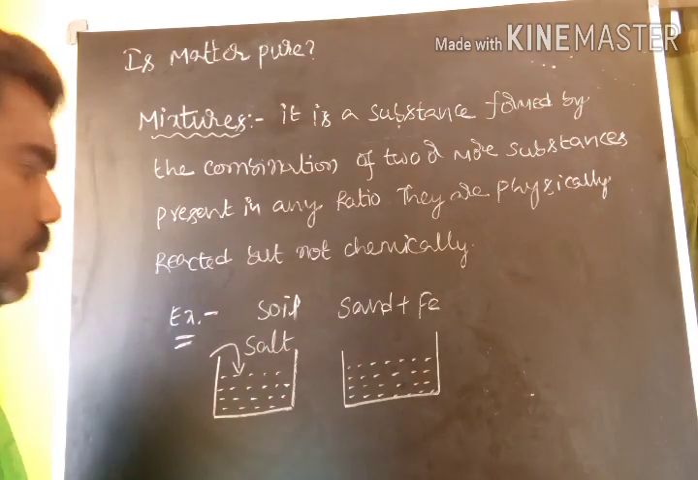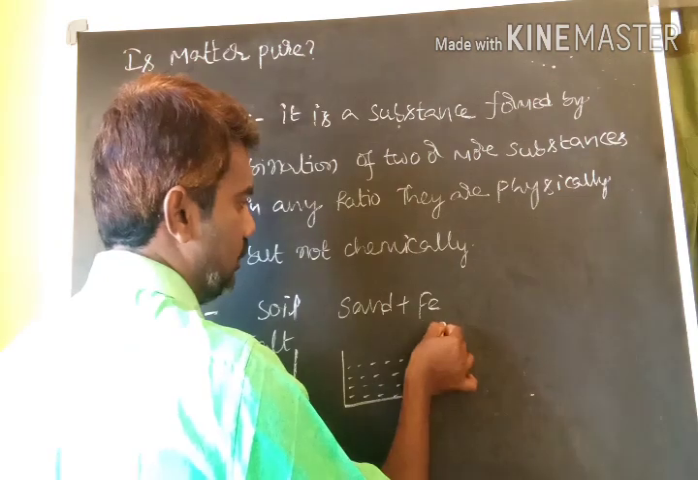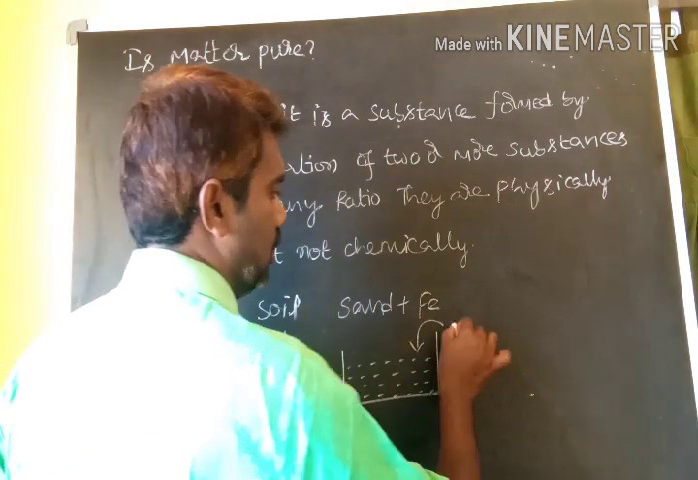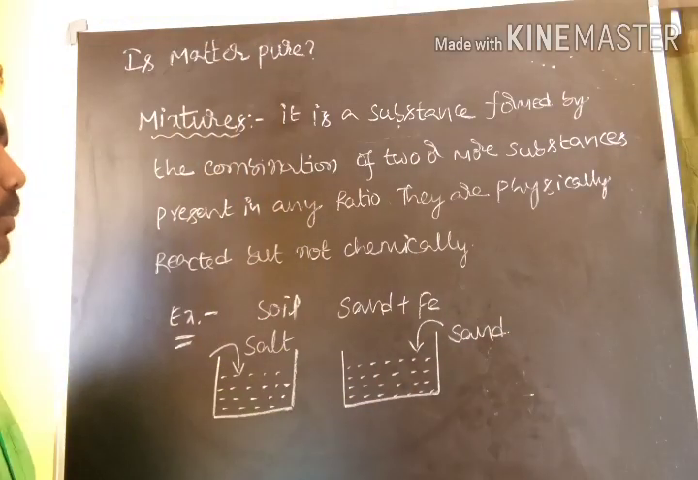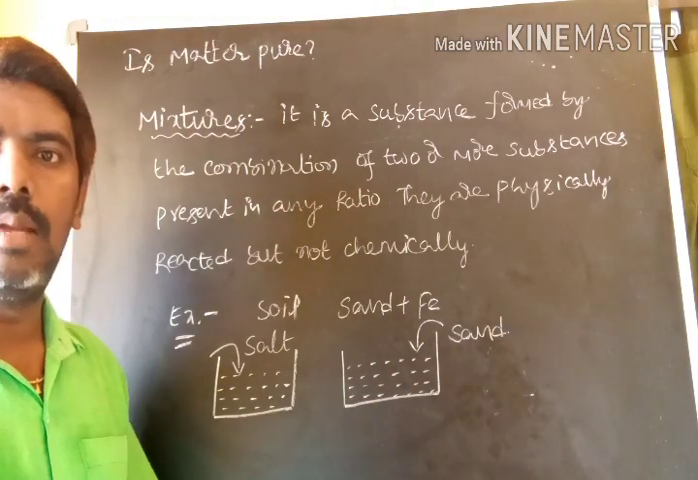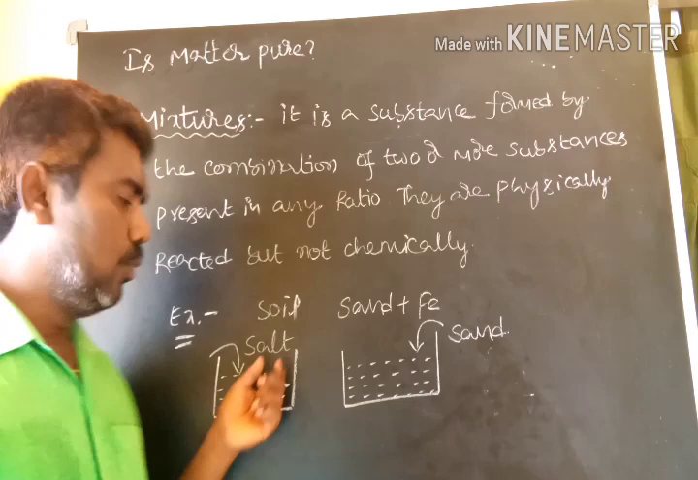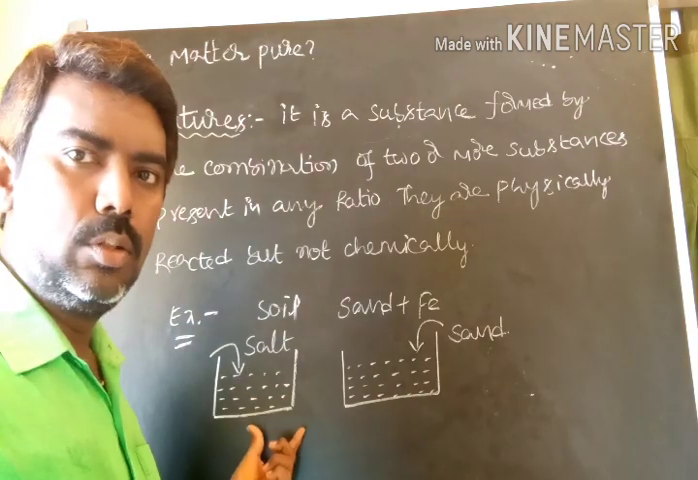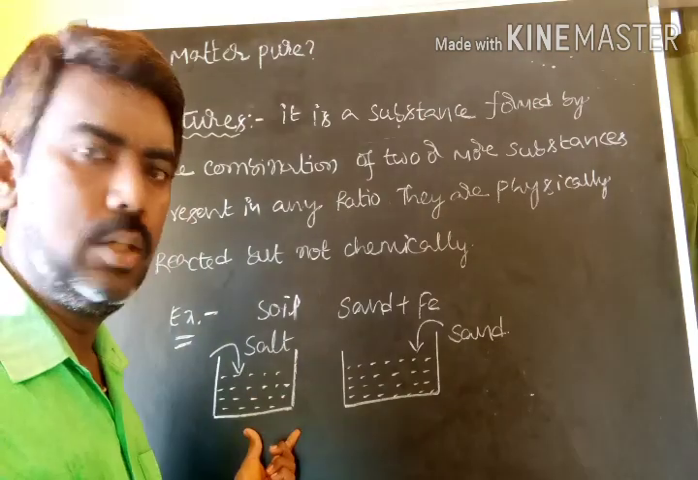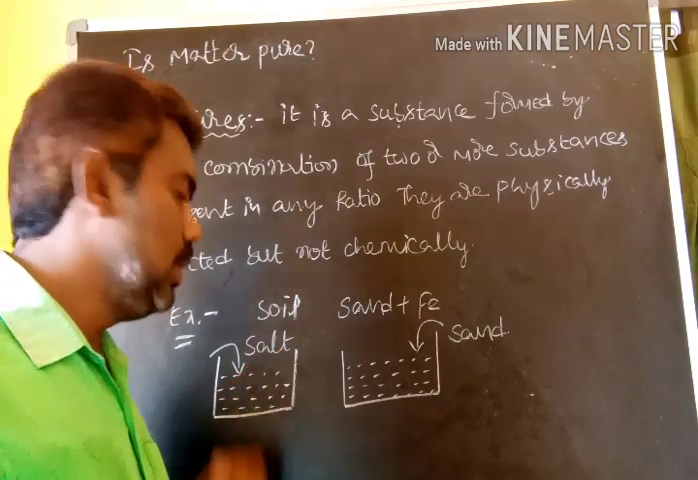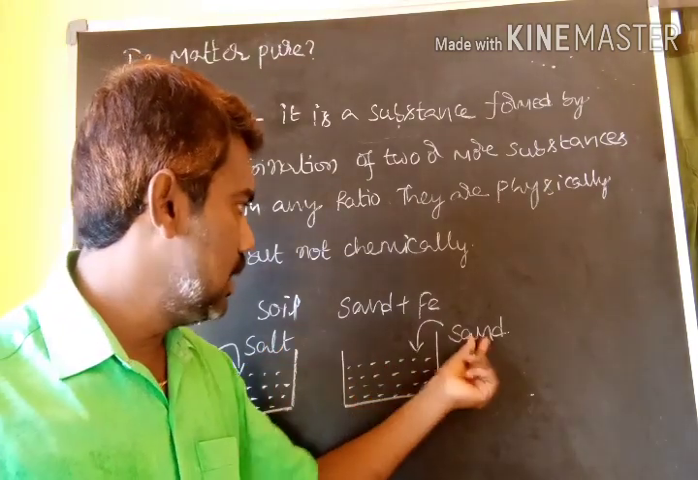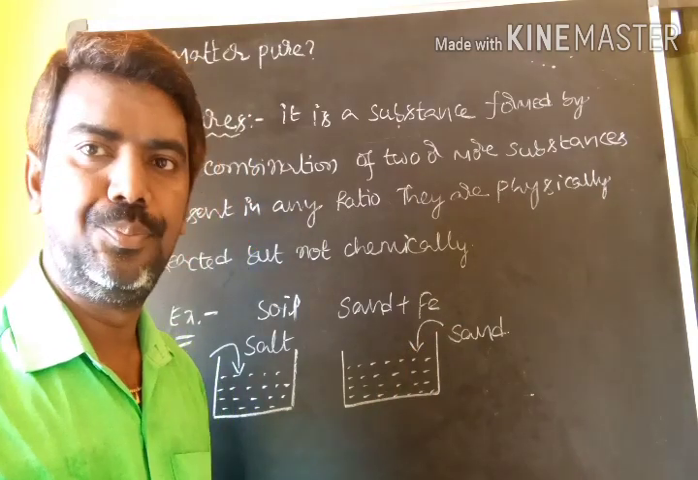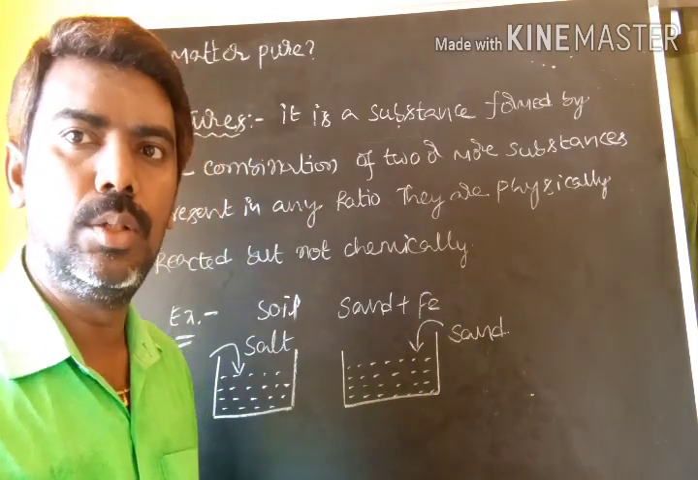A small amount of salt. And in the second vessel case, I am adding sand particles. Whenever the salt is added to the water, the salt is completely soluble in the water, and the sand is added to the water. The sand is insoluble in the water.